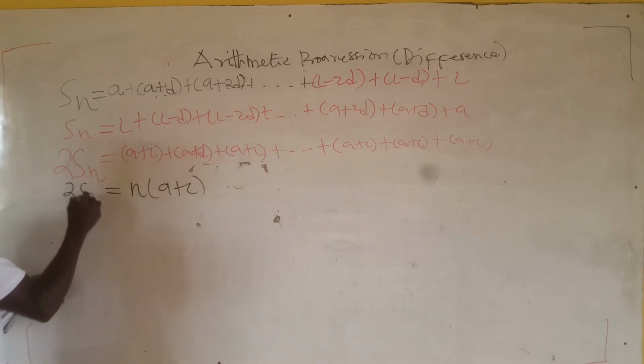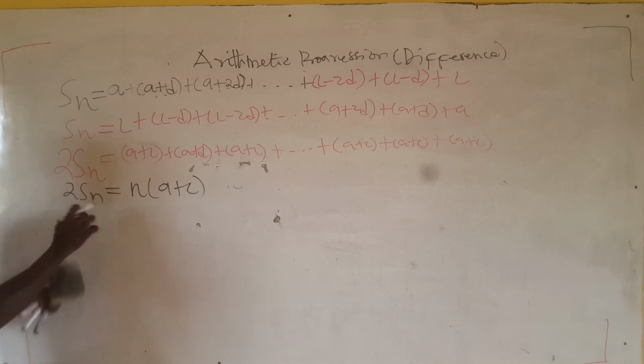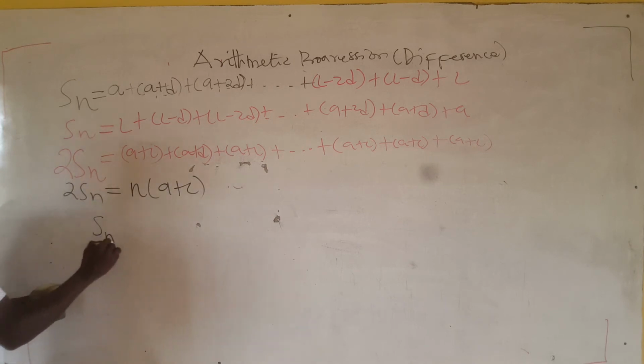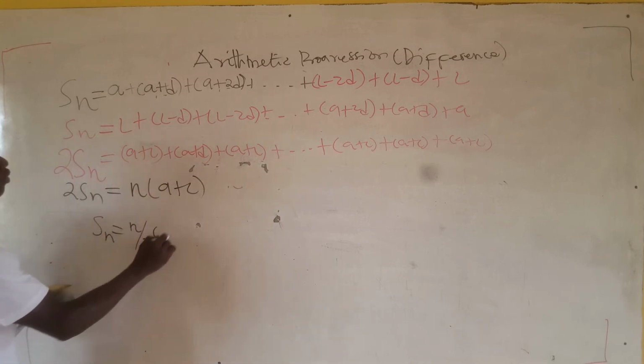Now that will be equal to 2Sn. Now we want to make the sum the subject. So we make Sn the subject. So Sn will give us n over 2, then a plus l.